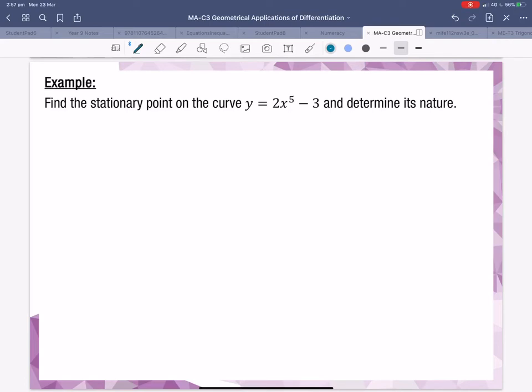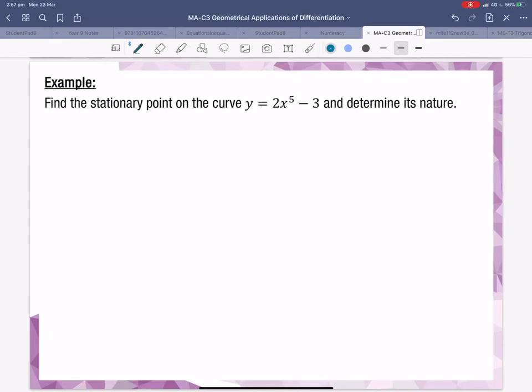All right, so we're up to find the stationary point on the curve y equals 2x to the power of 5 minus 3 and determine its nature. There's a big clue there with the word point. There's only going to be one stationary point. We know with a power of 5, technically a quintic, we can have up to 4 turning points, but not this one. There's only going to be the one.